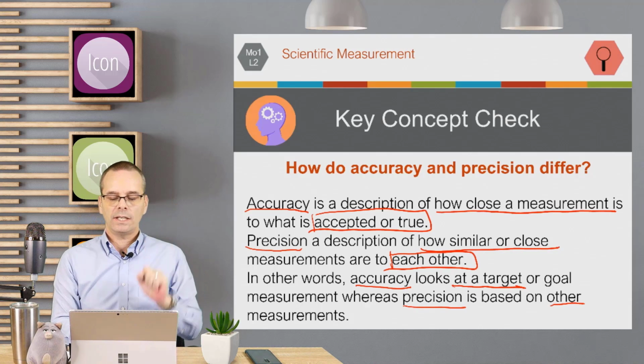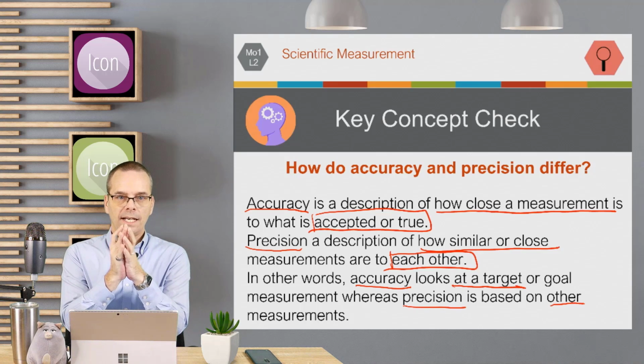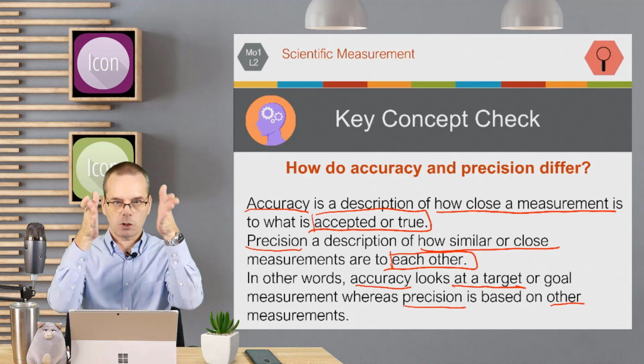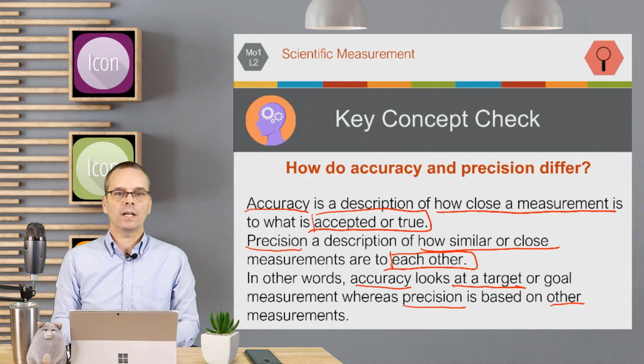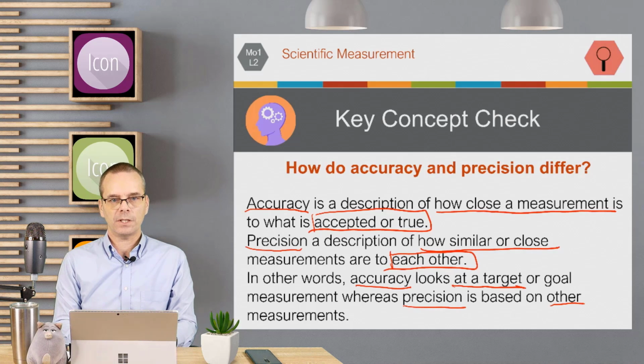Precision is based on other measurements. Are they very close together? And accuracy has a goal. It's looking at a specific value that you want. And how close did you come to that measurement?